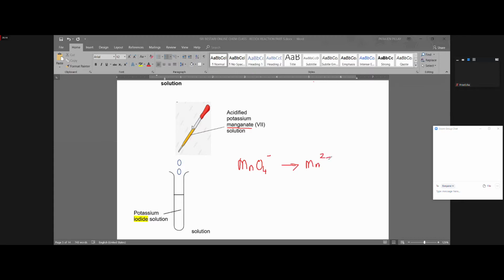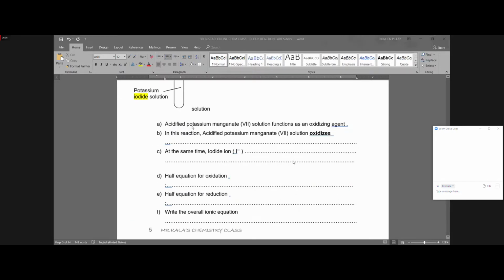So how do you put it in words? I just want you to explain this one only, because this is where the reduction is taking place. This is plus 7, this is plus 2, remember? This is where the change is taking place. All right, we try it now. Let me guide you. Iodide ion, put the word reduces.